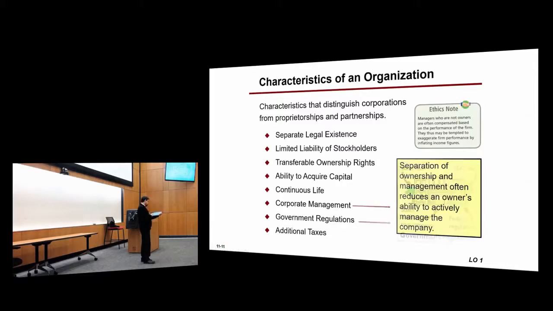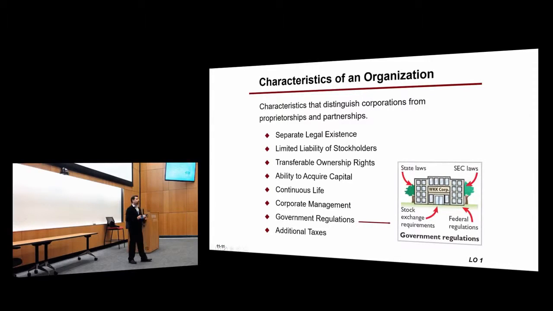Government regulations. Corporations have to follow more regulations. For example, they have to follow the regulations of the SEC for filings. They have to report certain information. They have to prepare the financial statements in specific formats, and they have to report them quarterly and yearly. So all these additional regulations that they have to comply with.